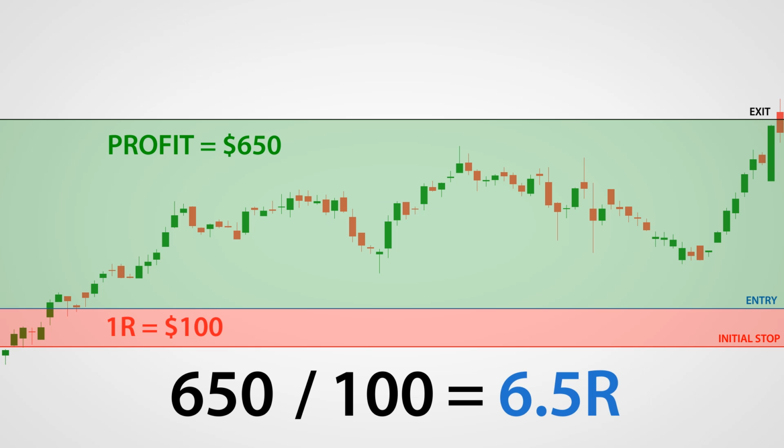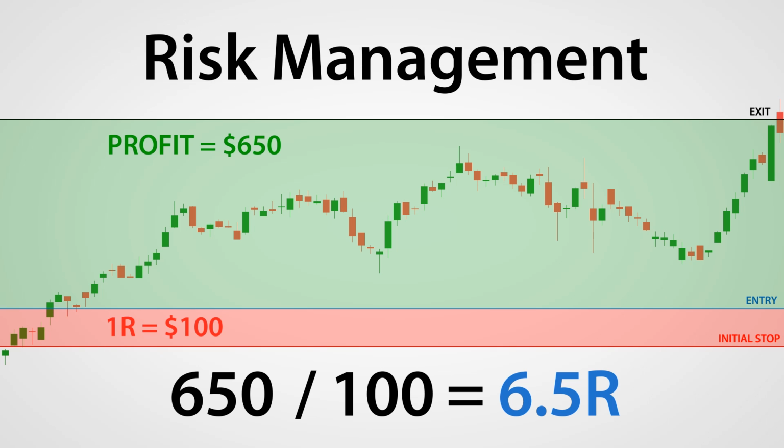This gives a much better idea of how good a trade was. For every dollar you put at risk, you made $6.50. R multiples also keep you thinking about risk management, which is definitely another benefit.